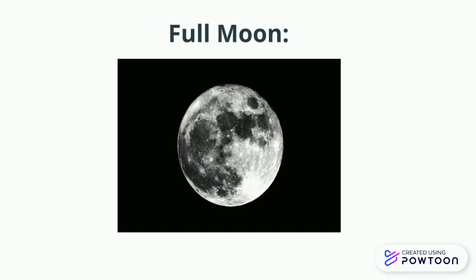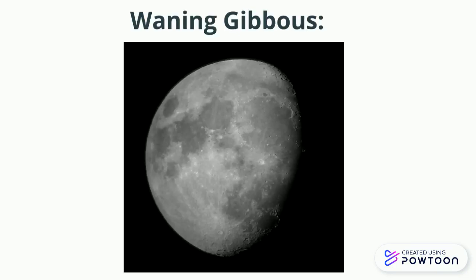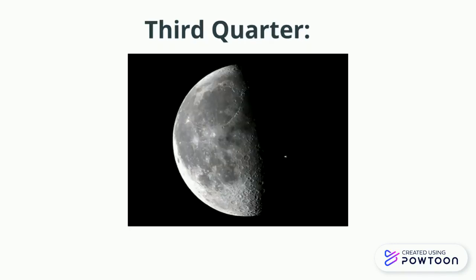During the waning gibbous phase of the Moon, the shape begins to decrease. The waning gibbous phase lasts until the Moon is half illuminated. The third quarter moon is when the Moon is half lit up in the sky, and it also signals when the lunar phase is 3/4 of the way completed.